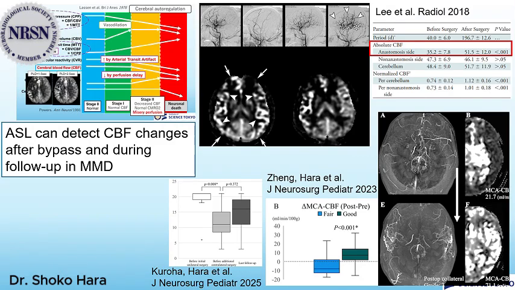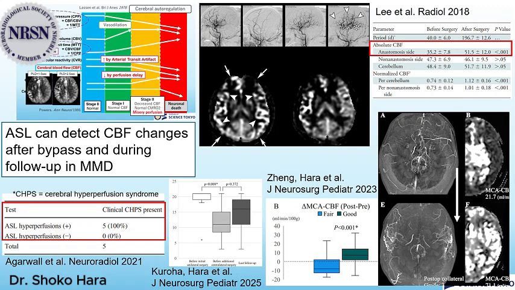ASL is also useful for detecting chronological changes in perfusion after revascularization surgery or during follow-up. Our studies, as well as those from other groups, have shown that ASL can detect post-operative improvement in perfusion or clinical deterioration during conservative follow-up. ASL is also helpful for predicting post-operative complications such as hyperperfusion syndrome after direct bypass surgery.